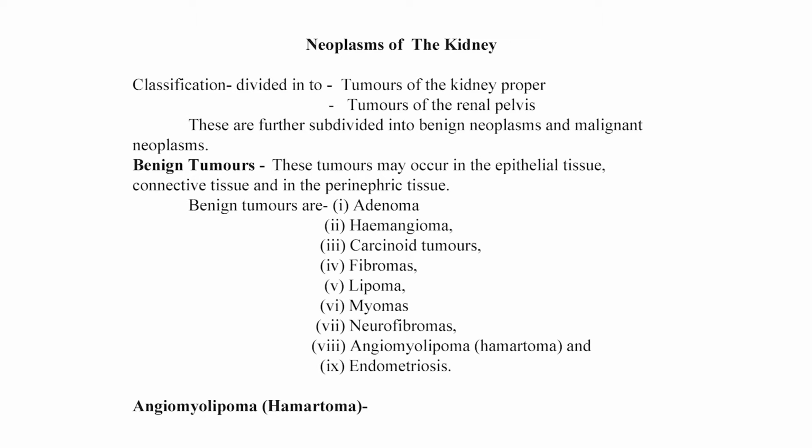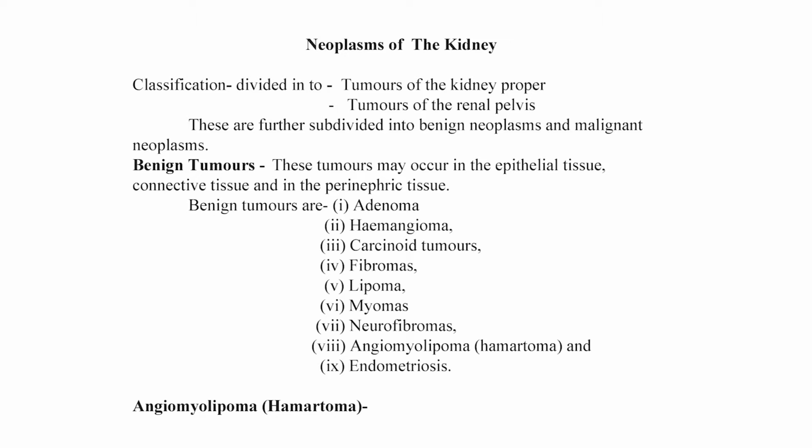Classification: tumors of the kidney may be divided into tumors of the kidney proper and the tumors of the renal pelvis. These are the two types. First, we will see the tumors of the kidney proper. These are further subdivided into benign and malignant neoplasms. First are the benign tumors. From the classical standpoint, benign tumors of the kidney are rare. These tumors may occur in the epithelial tissues, connective tissues, and in the perinephric tissues.